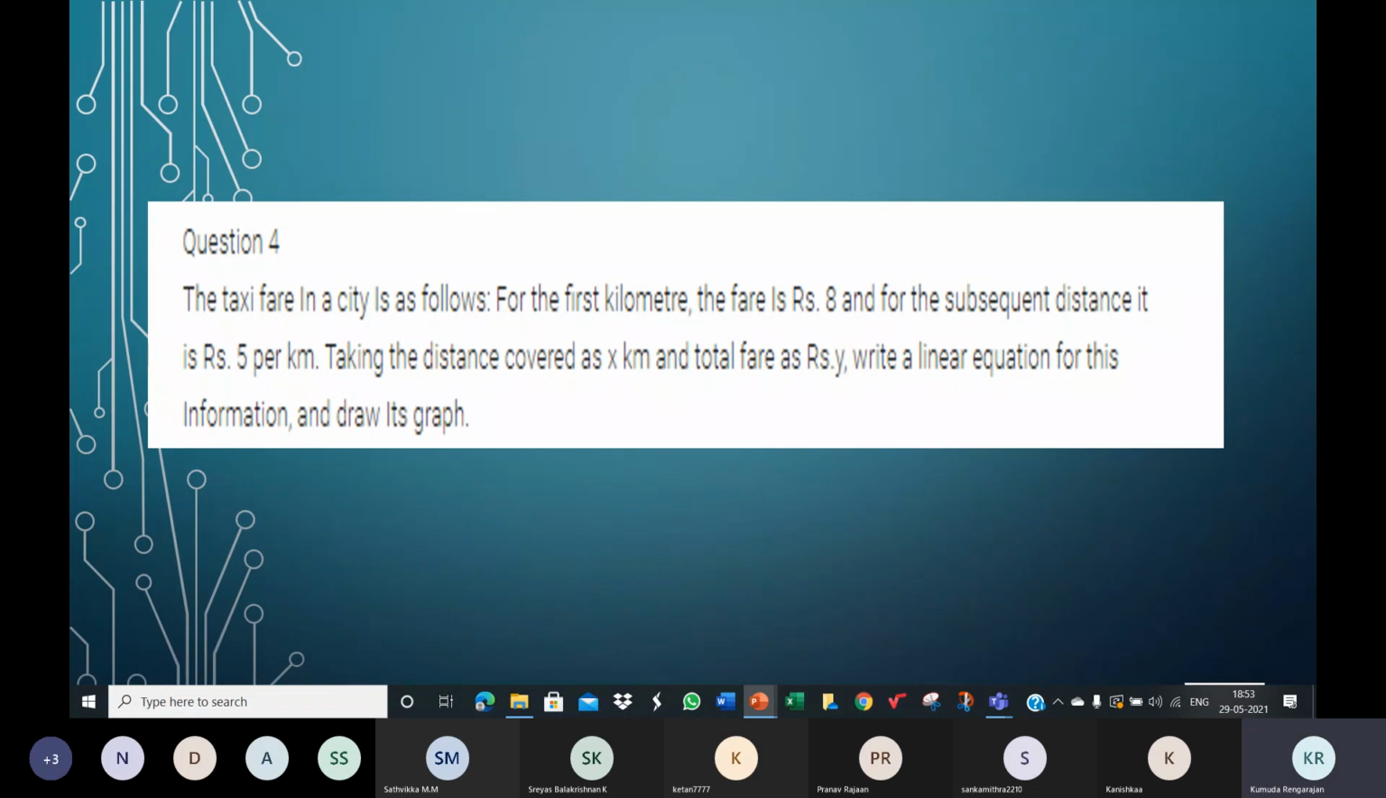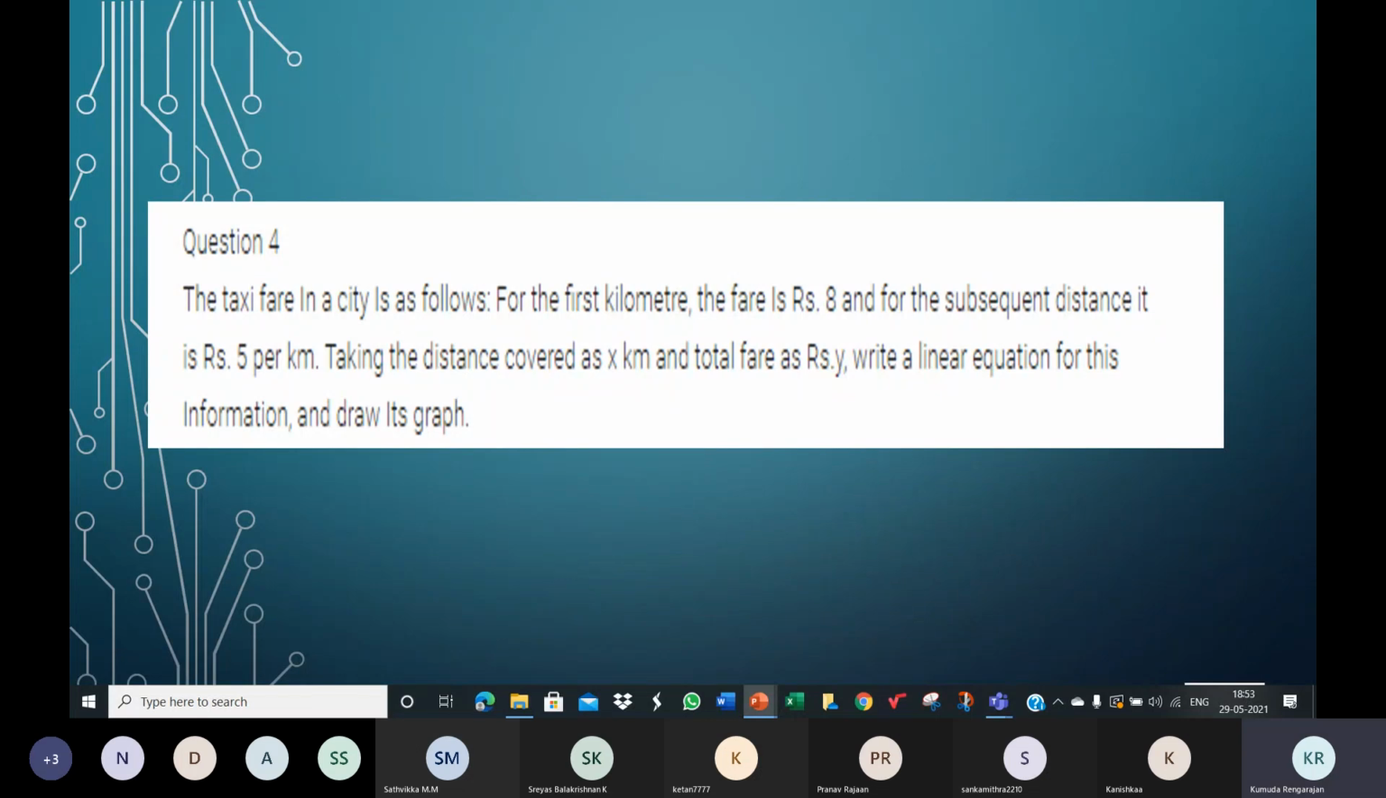Y is equal to 5x plus 3, and this equation will not pass through the origin because you can see the value of c is not 0. There's a constant there. So the graph of this equation will not pass through the origin. If the value of c is 0, it will pass through the origin.